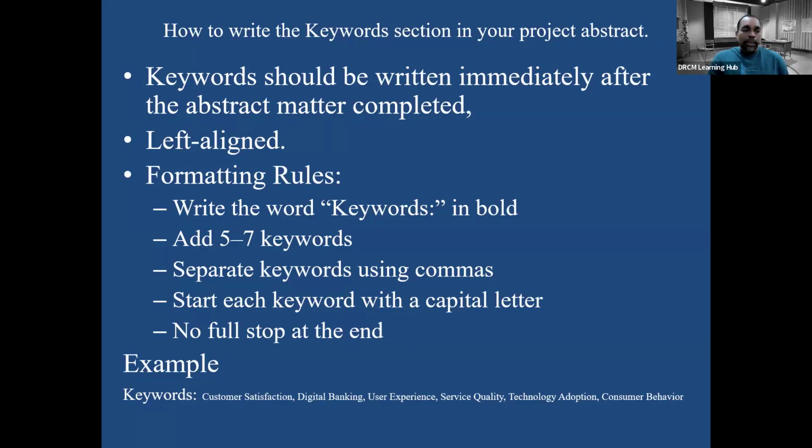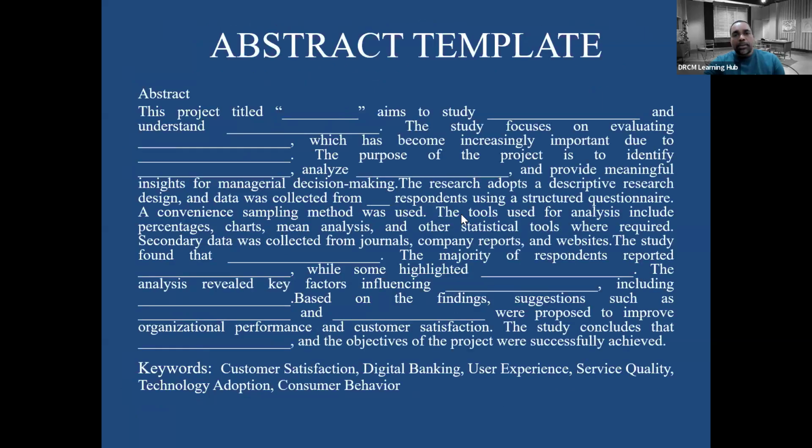So now the abstract part is done. You need to understand that we write the entire project summary in the abstract, and after ending the abstract you write the keywords. These are the rules and regulations you have to follow. Here I also mentioned an abstract template, and after that I mention the keywords too. Like this, you have to write your abstract.